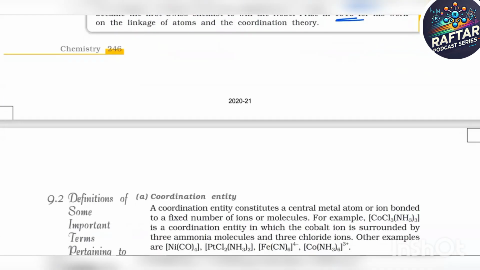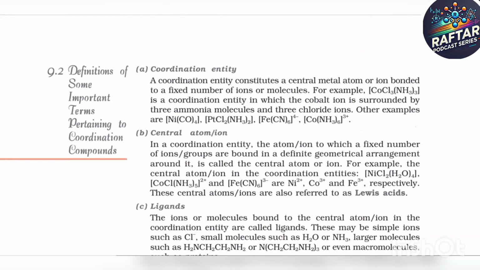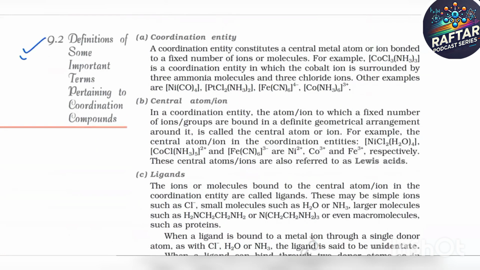5.2 The definition of some important terms pertaining to coordination compounds. A. Coordination entity. A coordination entity constitutes a central metal atom or ion bonded to a fixed number of ions or molecules. For example, CoCl3(NH3)3 is a coordination entity in which the cobalt ion is surrounded by 3 ammonia molecules and 3 chloride ions.